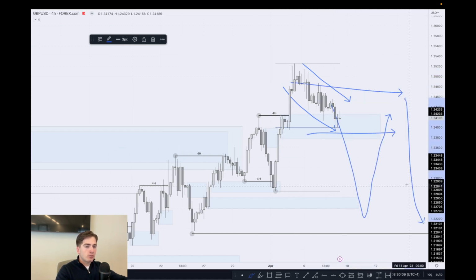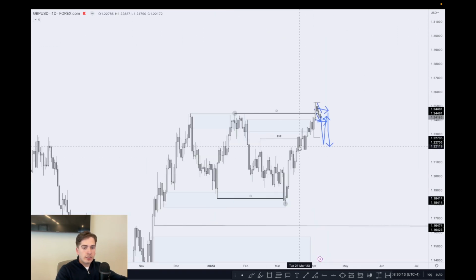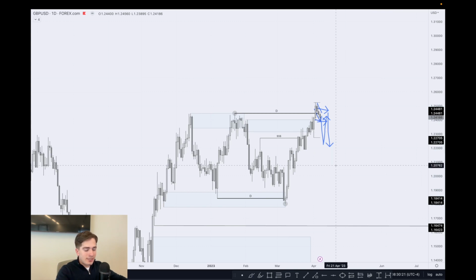So looking for those aggressive sells, which can then help us trade back in towards, let's say, the daily EQ, which is from this low all the way to this high. So kind of like trade towards this EQ. But we're not really seeing that at the moment.